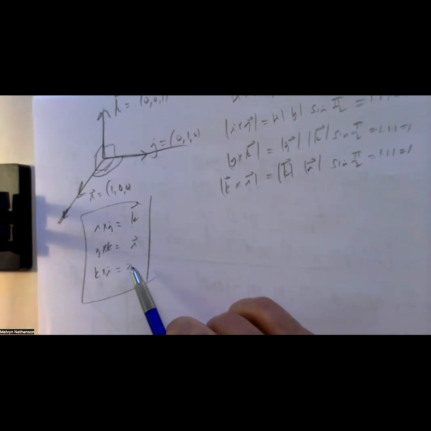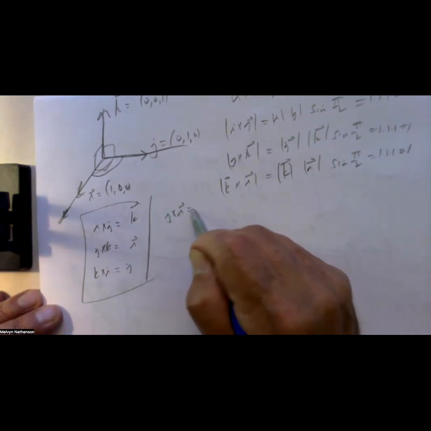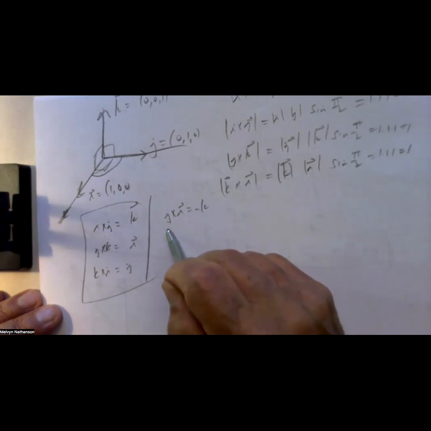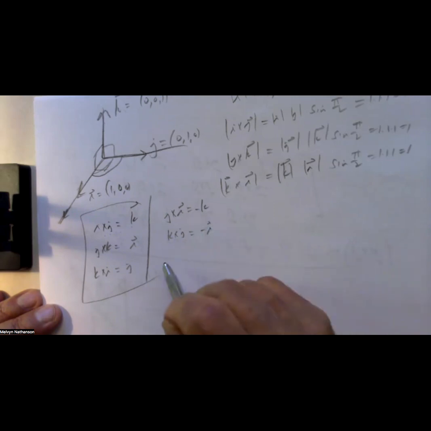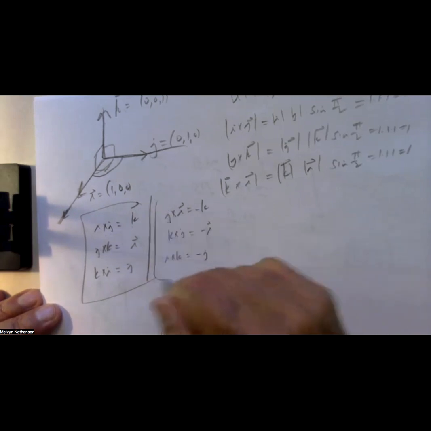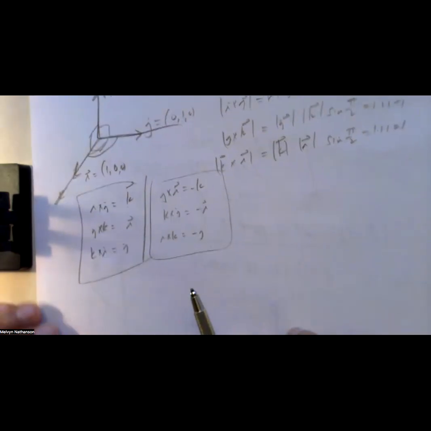And because the cross product of vectors is anti-commutative, j cross i is minus k. k cross j, if you do it in the opposite direction, is minus i. And i cross k is minus j. But these three equations come directly from these three equations.